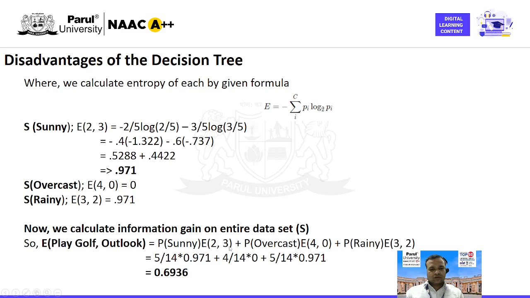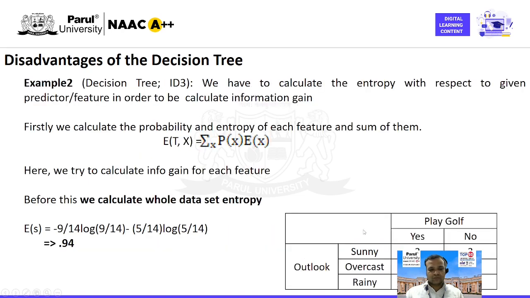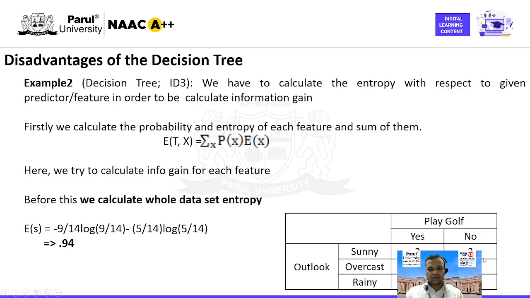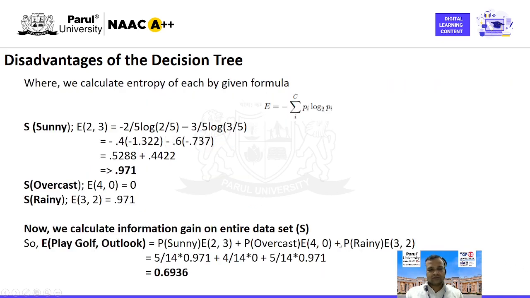Here entropy of sunny 2 comma 3 you will get 0.97, and probability of sunny will be 2 upon 2 plus 3, total 5, and total will be 14. So 5 upon 14 here and 4 upon 14 here for overcast, and 5 upon 14 for rainy, into these values already calculated. Put it here, you will get 0.6936.